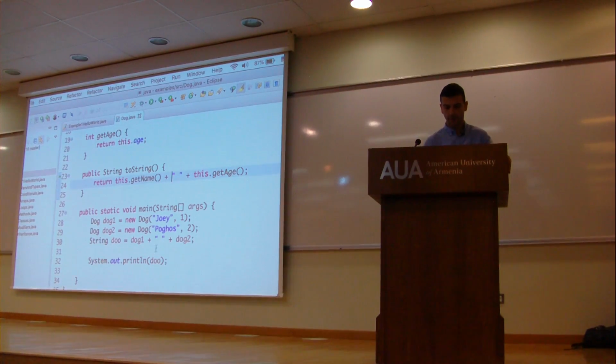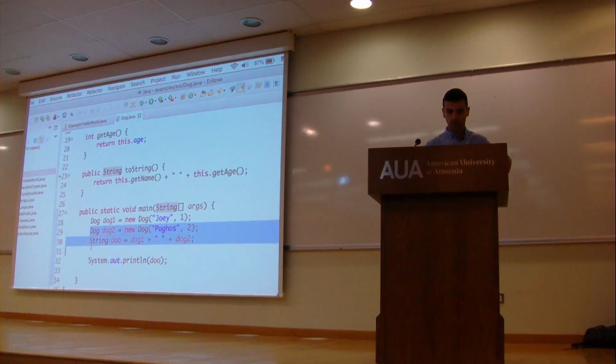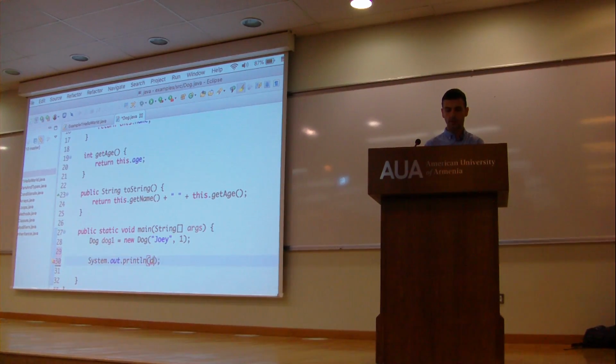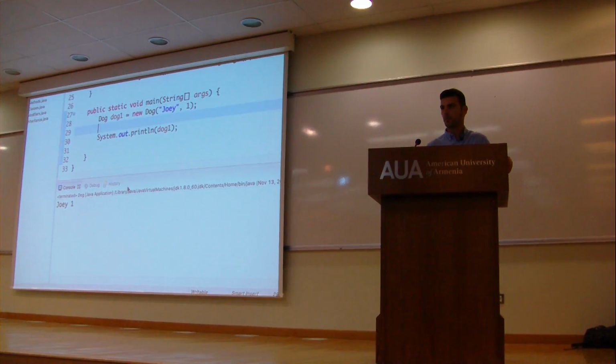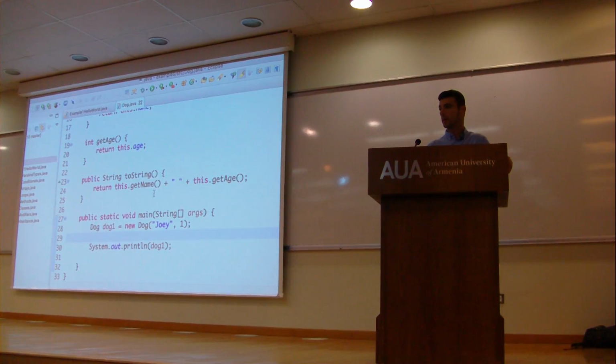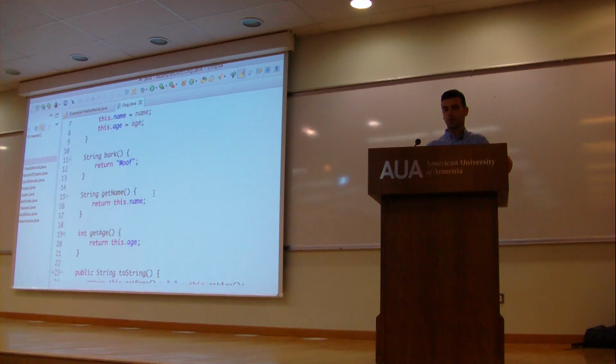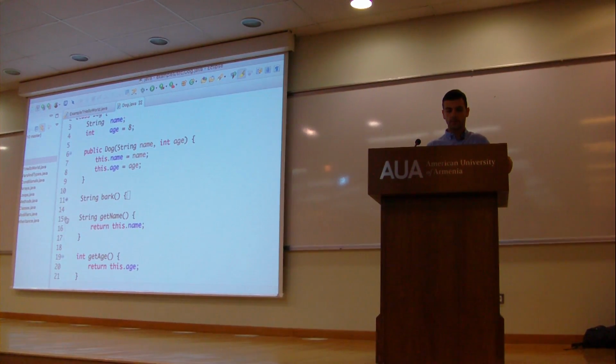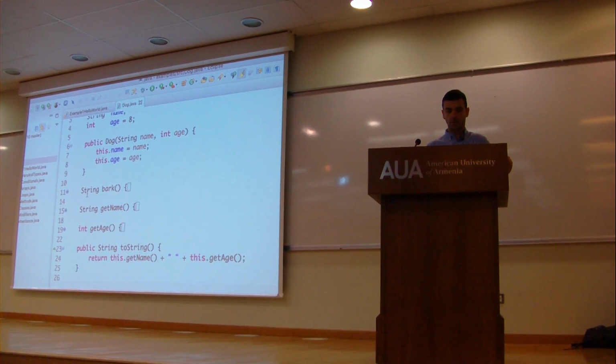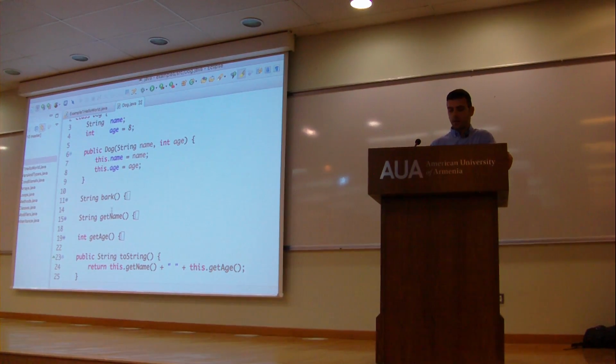Save that. So now, if I stringify, let's get rid of all this stuff. If I just stringify dog1, let's see what I get. Hang on, let me collapse these down. Okay, now you guys can see more. So all I did was call getName, getAge, concatenated them together, and got the name space age in my toString function.